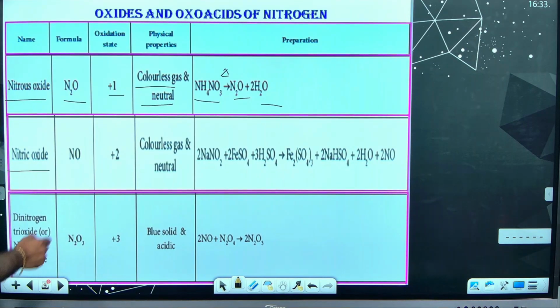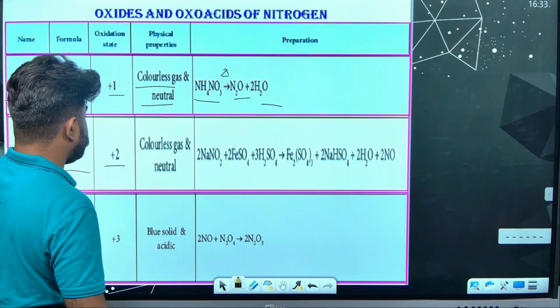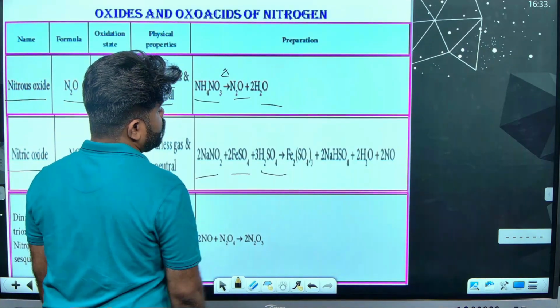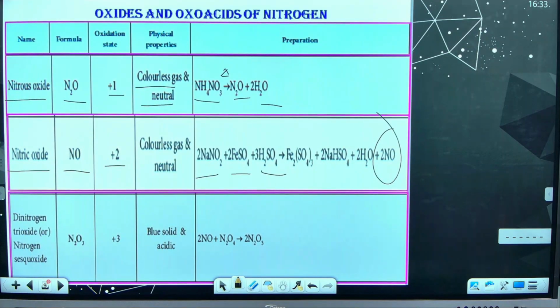Then nitric oxide, NO. Here the oxidation state of nitrogen is +2. This is also colorless and neutral. So how do we prepare this nitric oxide? When you take sodium nitrite with ferrous sulfate and sulfuric acid, you get nitric oxide as one of the products.